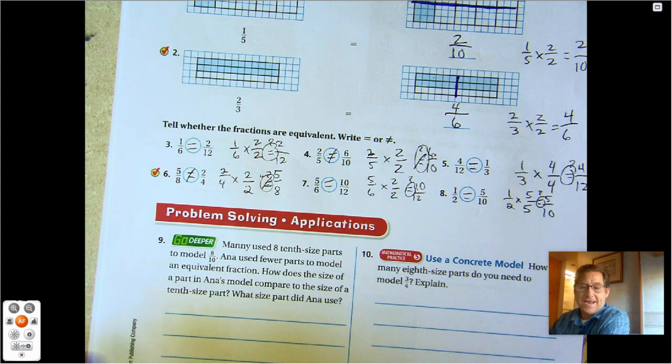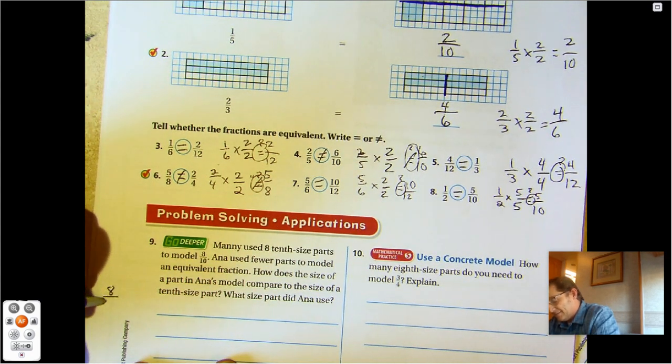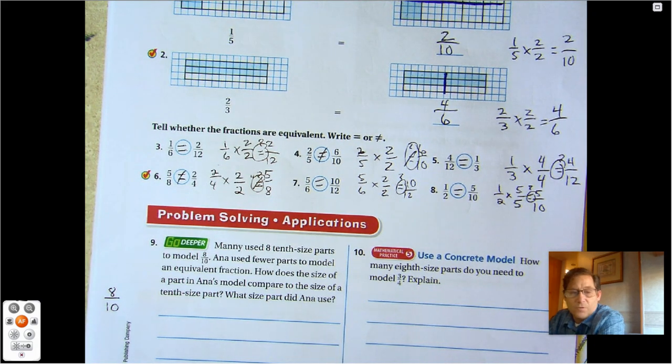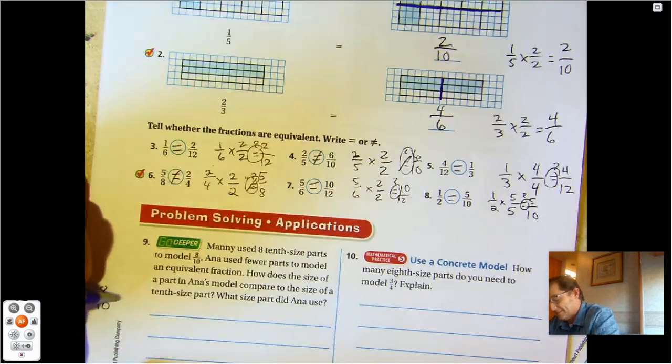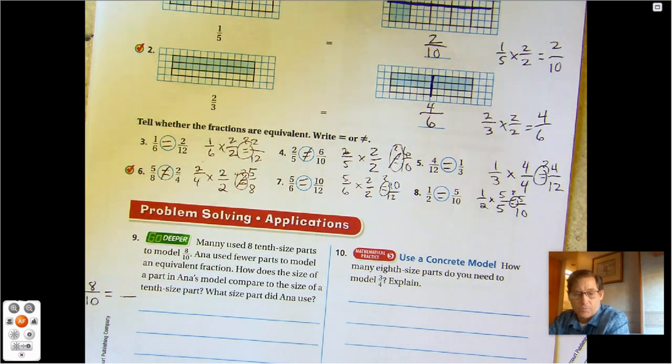Manny used 8/10 size parts to model 8/10. Anna used fewer parts to model an equivalent fraction. How does the size of a part in Anna's model compare to the size of a 10th size part? What size part did Anna use? So what we're saying is we went from 8/10 to something that has fewer parts.